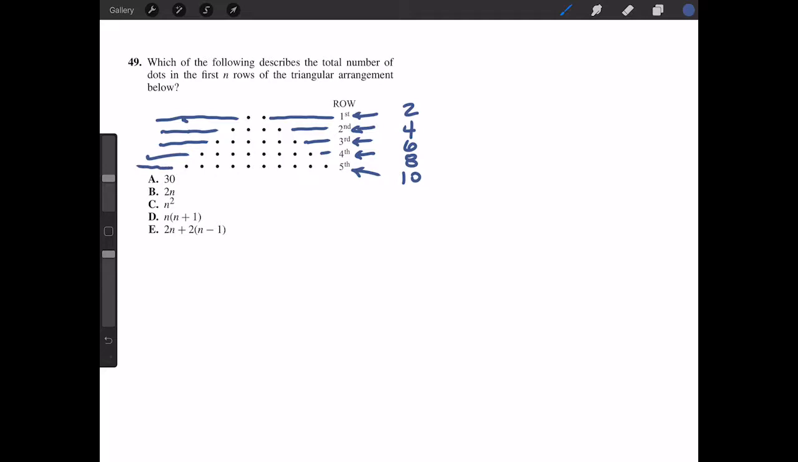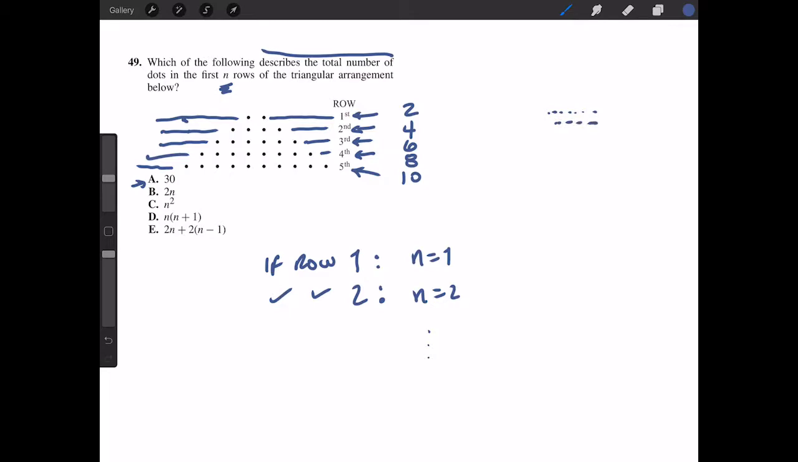Now, they want us to pick the choice that describes the total number of dots in the first n rows. In other words, if it's for row 1, then n should be equal to 1. If we're trying to figure out how many dots in row 2, then n would be equal to 2, etc. So choice A is obviously nonsense. 30 would mean that every row would have 30 dots. So you would have something like 30, 30, 30, etc. And that's clearly not what we have.